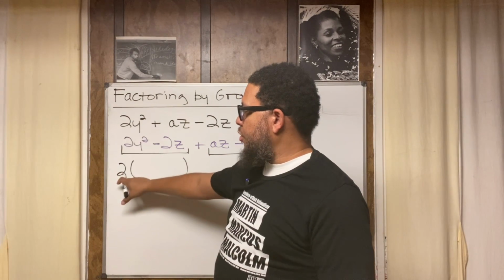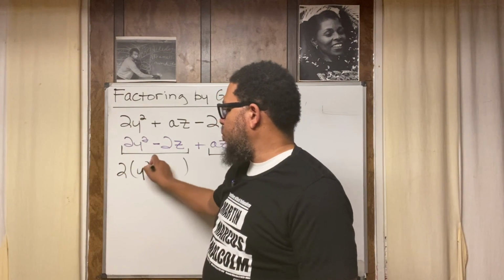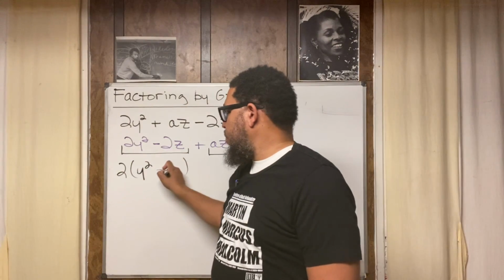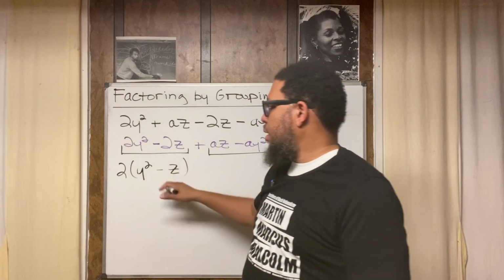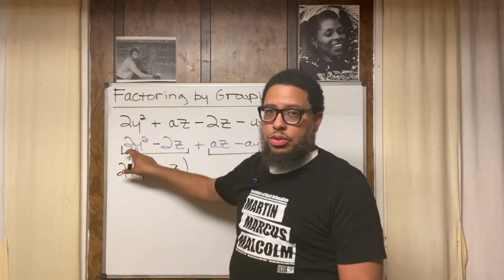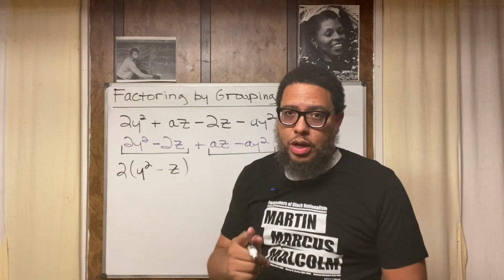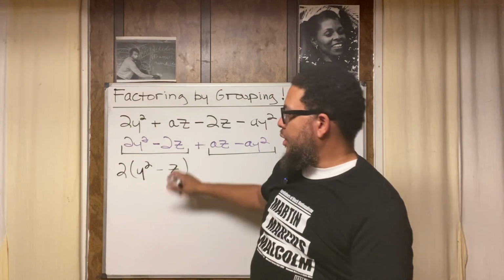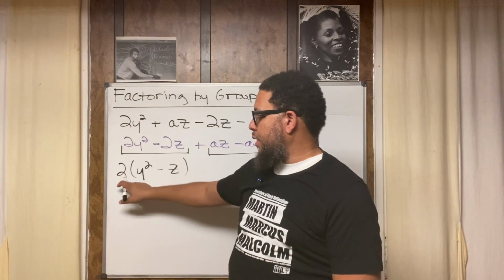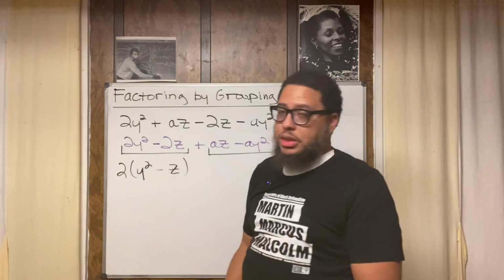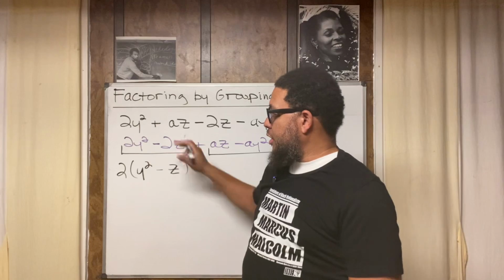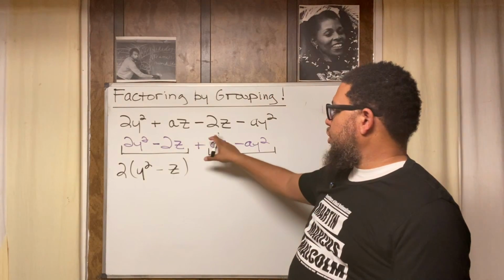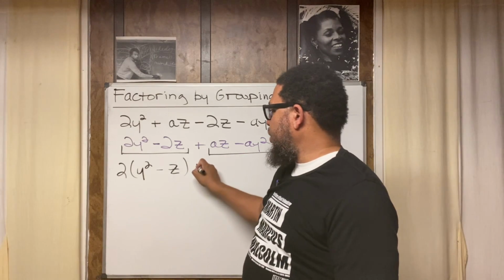So 2y squared divided by 2 is equal to y squared. Negative 2z divided by 2 is equal to negative z. Why is that? Because 2 divided by 2 equals 1, then you have 1 times the y squared that was left, which is y squared. Then negative 2z divided by 2: negative 2 divided by 2 is negative 1, and negative 1 times the z that was left is negative z. Then you go over here. What's your GCF for these 2 terms? Plain old a.